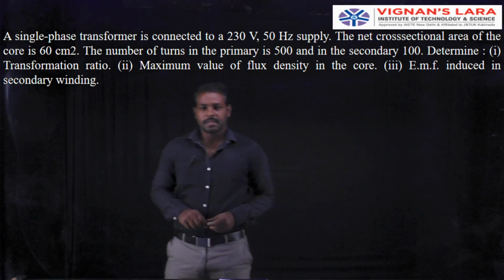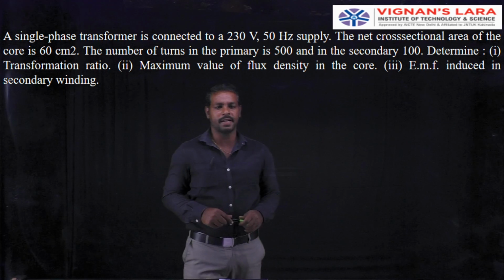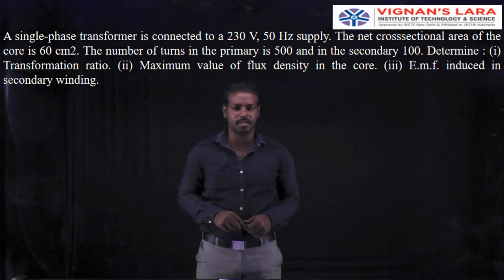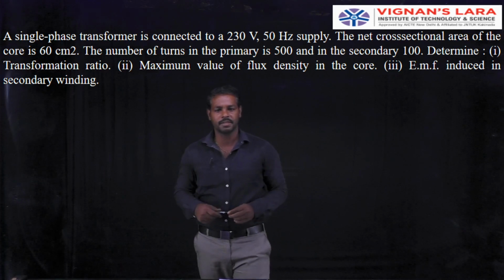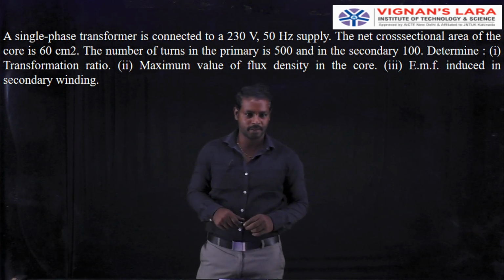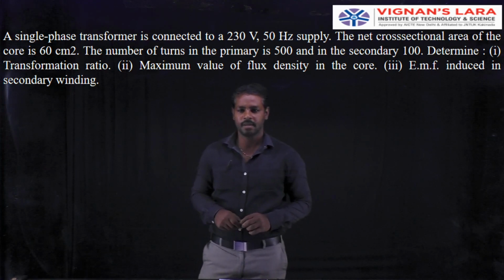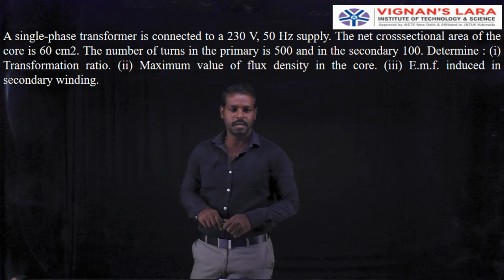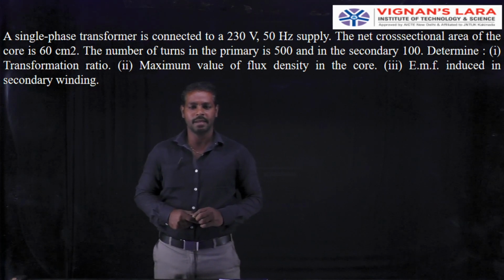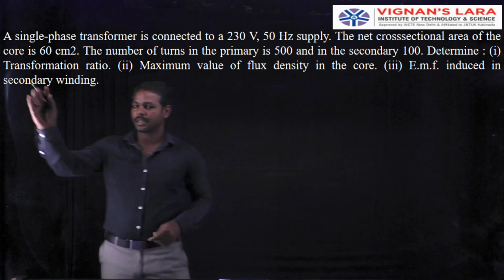So next one is a single phase transformer connected to a 230 volts 50 Hz supply. The net cross sectional area of the core is 60 centimeter square. The number of turns in the primary is 500 and in the secondary is 100 turns. Determine the transformation ratio, maximum value of flux density in the core, and EMF induced in secondary winding. These three parameters are to be calculated by using the given data.